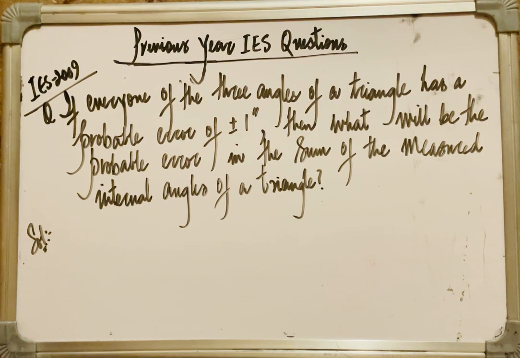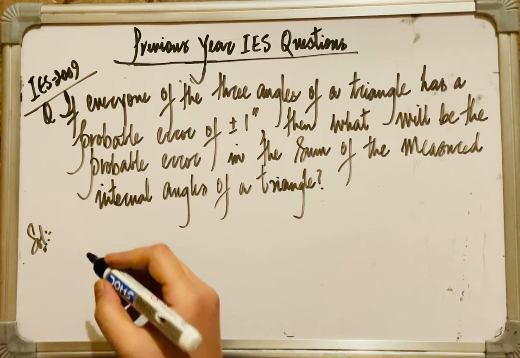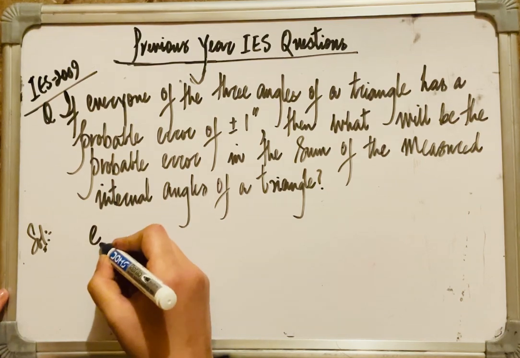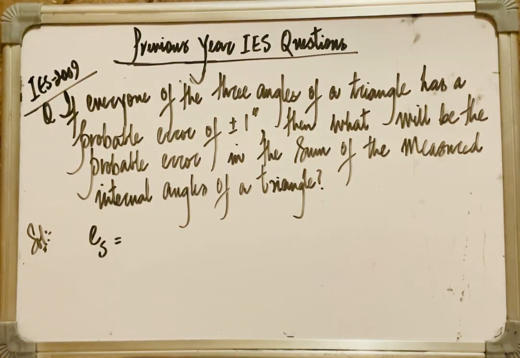So we'll use the same general rule for the propagation of probable errors, and this is the case of addition of quantities. That means the probable error in the sum of the measured internal angles of a triangle is equal to the square root of the sum of the squares of the individual probable errors in each of the observed quantities. The general rule says if a computed quantity is equal to the sum of two or more observed quantities, the probable error of the computed quantity is equal to the square root of the sum of the squares of the individual probable errors of the observed quantities.